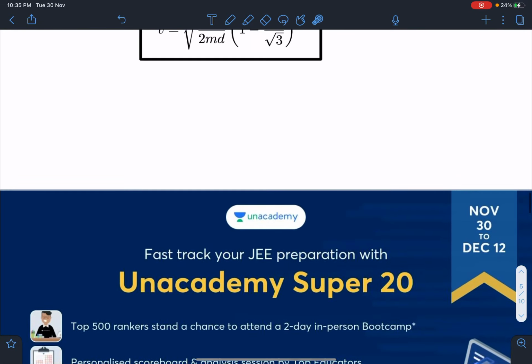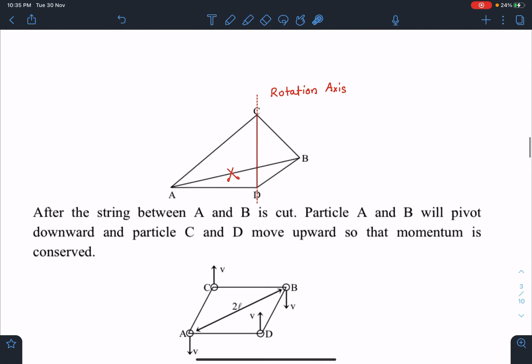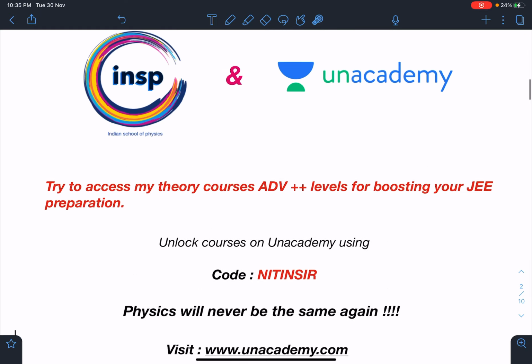So that's it, guys. I hope you have enjoyed this problem. It was easy, and such type of problems can definitely come in JEE Advanced type of exam.